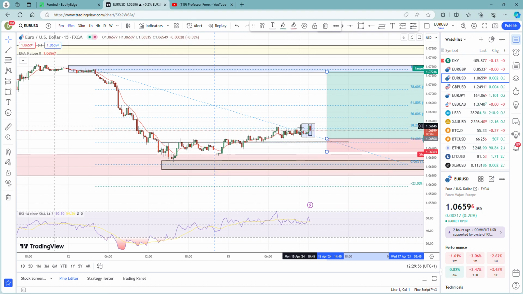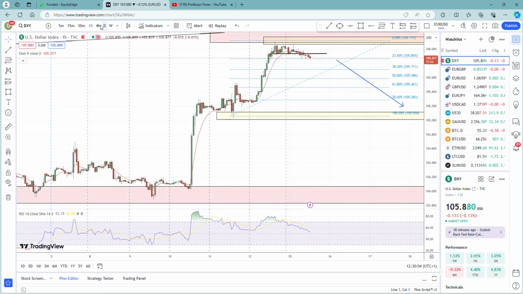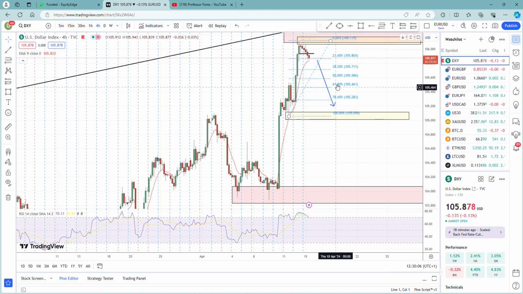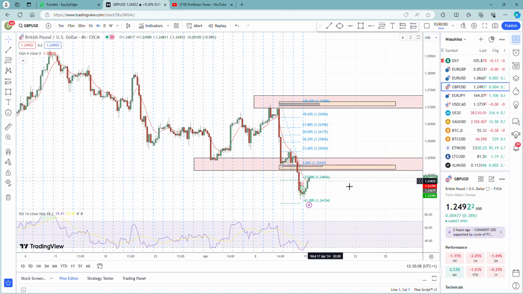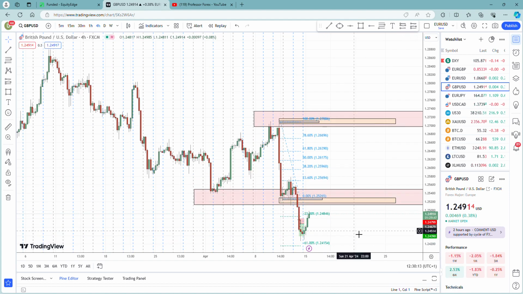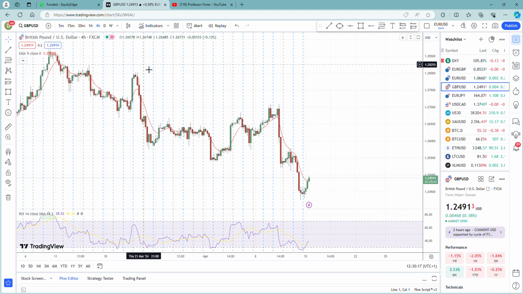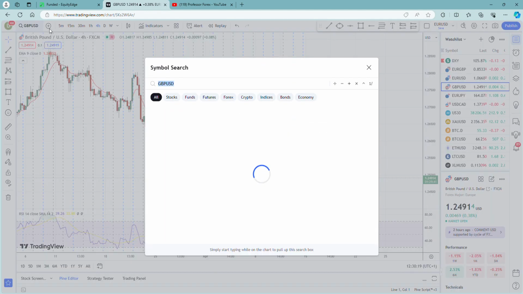So while we're waiting for EURUSD to play out, remember, as you can see on the H1 and H4, Dixie's going down, DXY is going down. So the potential buy trades are on the USD pairs. We'll now go ahead and analyze GBPUSD.